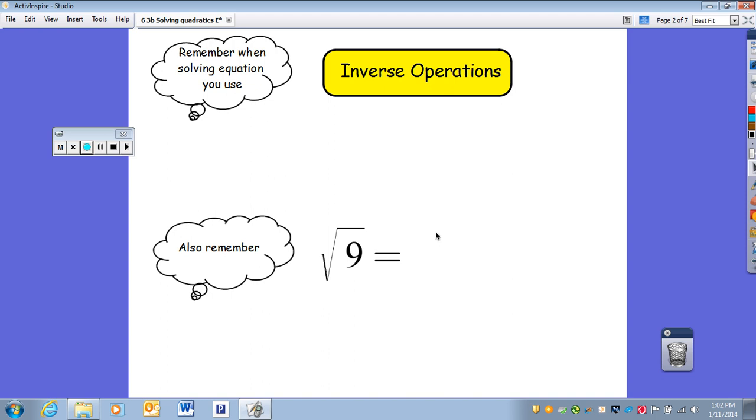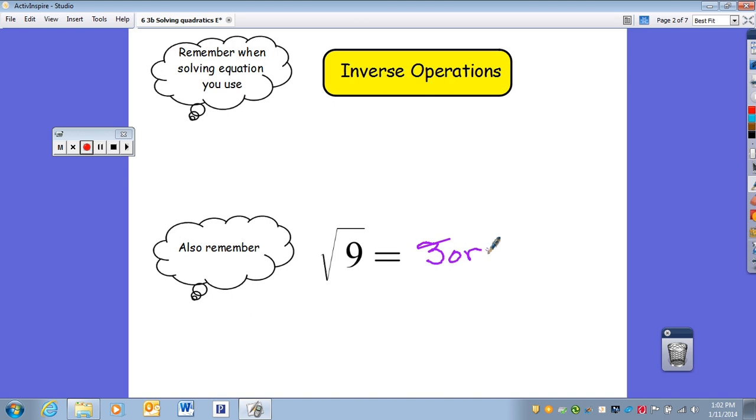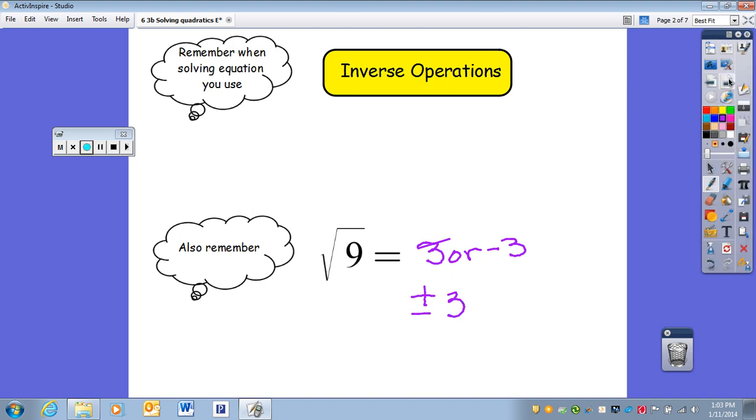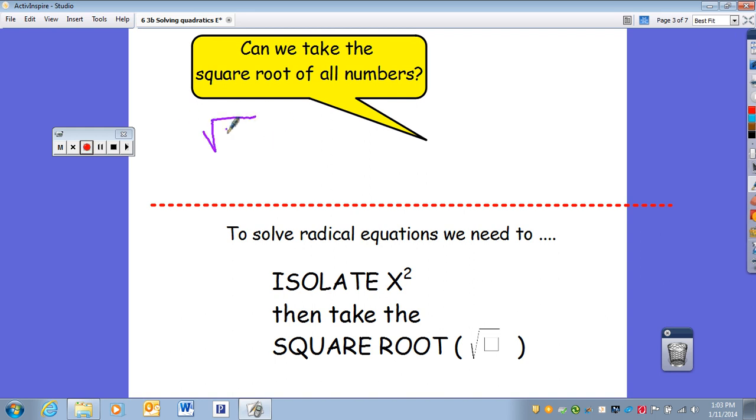The square root of 9 could be 3 or negative 3. And when we write that, we can take our shortcut and have that be plus or minus 3. So, can we take the square root of all numbers? Can we take the square root of, say, the number 4? Absolutely. The square root of 4 could be positive or negative 2. Can we take the square root of 0? Absolutely. The square root of 0 is 0.